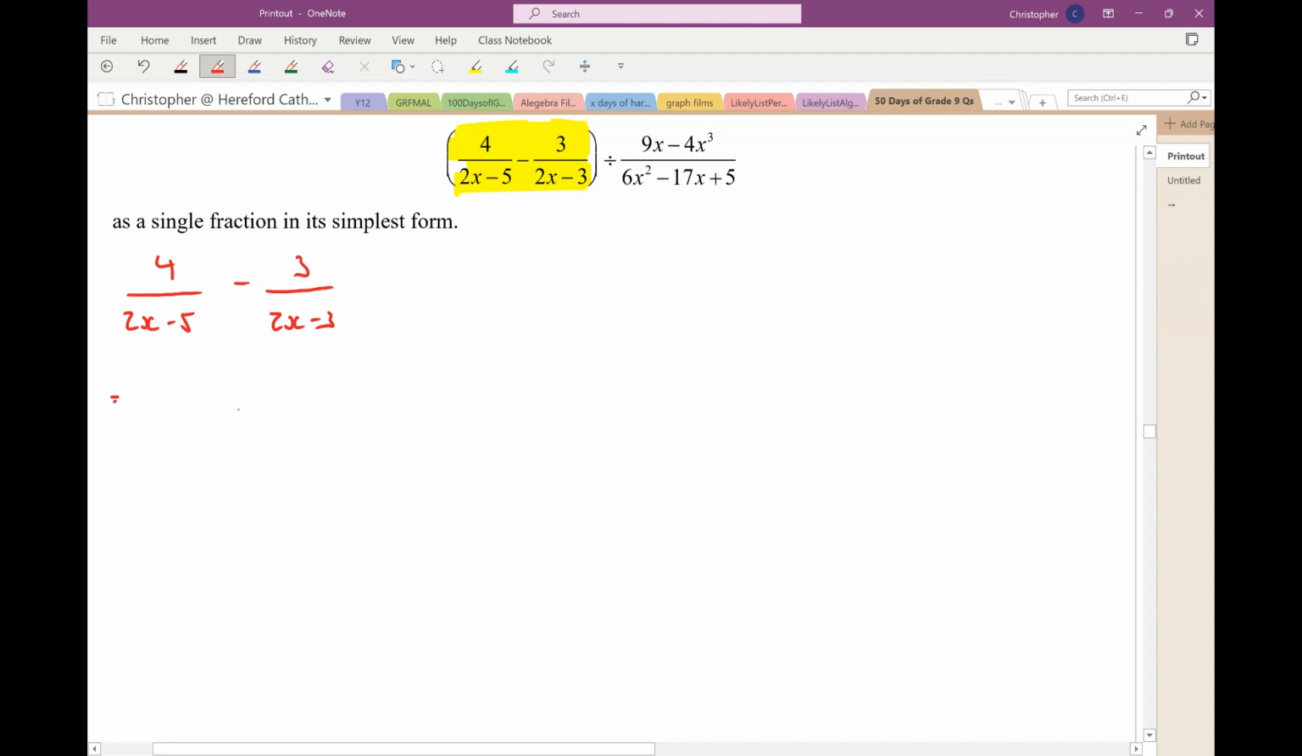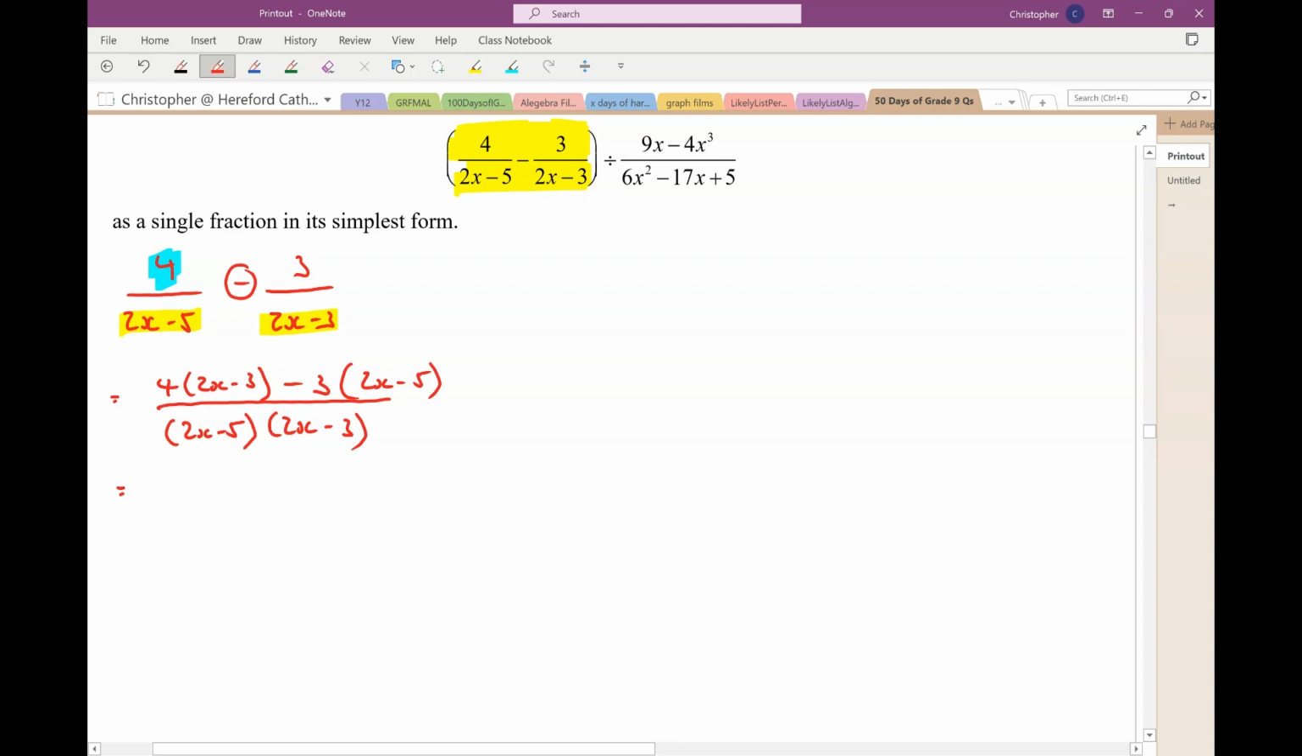So I'm going to write them with a common denominator. The common denominator is going to be 2x minus 5 multiplied by 2x minus 3. So my common denominator is 2x minus 5 times 2x minus 3. Now the 4 here is going to have to be multiplied by 2x minus 3, minus, careful with that sign, 3 multiplied by 2x minus 5.